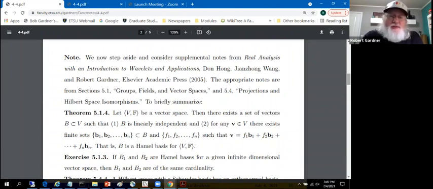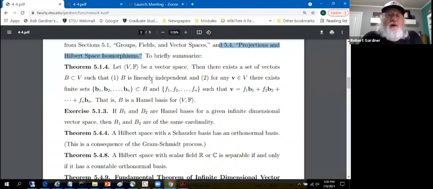But let's just borrow from Real Analysis with an Introduction to Wavelets and Applications. Really, I just need the stuff from the chapter on Hilbert spaces. I co-authored this thing. I wrote the chapter on Hilbert spaces, so that's my favorite chapter. But we need some results from section 5.1, which basically just set up vector spaces. We need some results concerning Hilbert space isomorphisms as well. So I'll just run through statements of those, quite possibly in the order you're going through the videos.